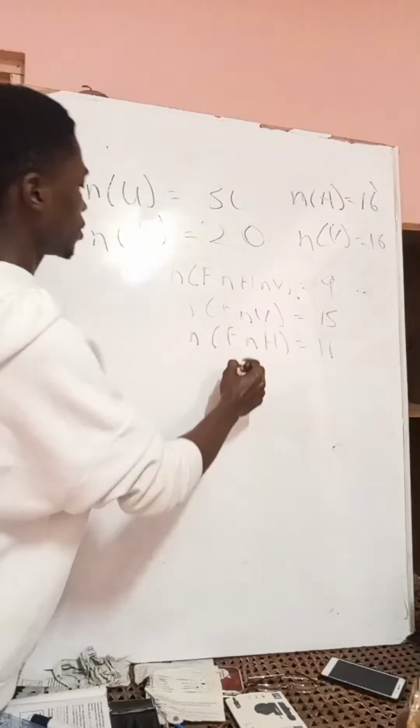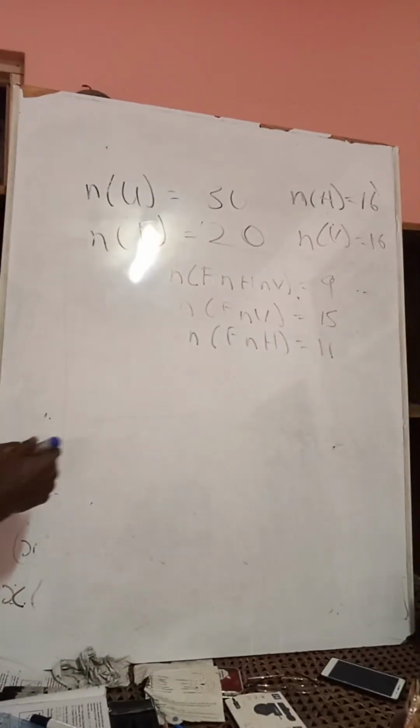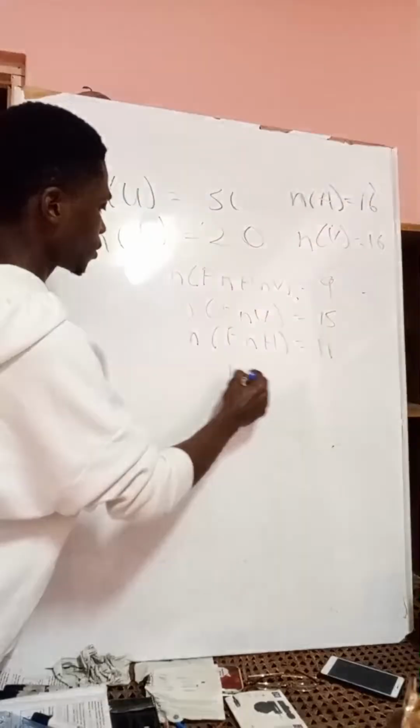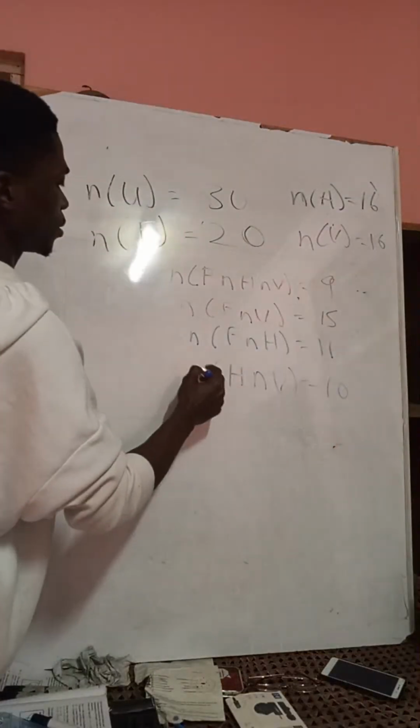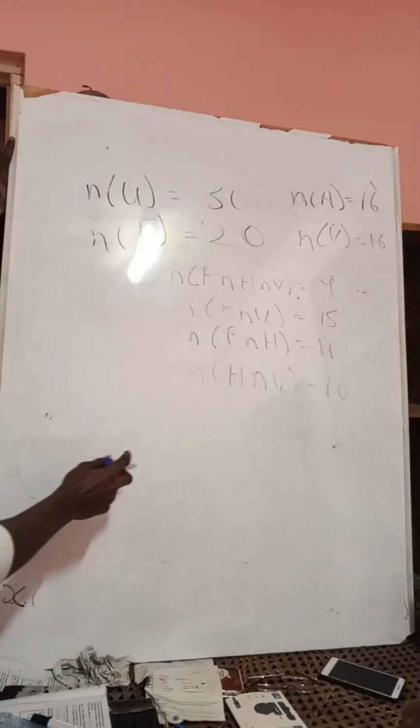So hockey intersection V equals 10. What's the question? It says illustrate the information on a Venn diagram. Good one there.